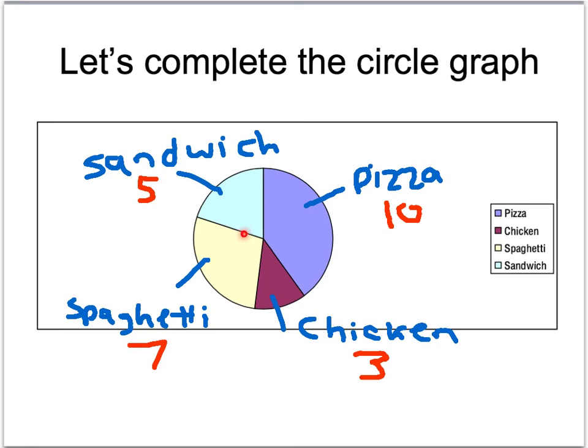This makes sense, as this section of the circle graph is bigger than the 5 here. This 10 right here looks to be about double the 5, and the 3 is definitely less than the 5 there. The only other thing we're missing for our circle graph is a title. So we'll go ahead and write out favorite lunch for our title. And that's all you need to know about circle graphs.